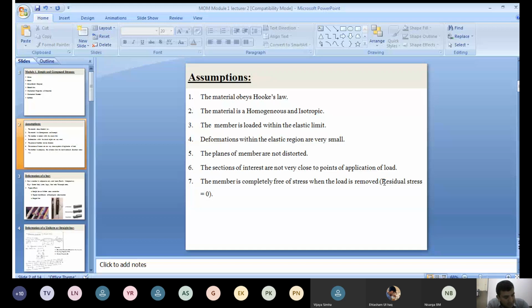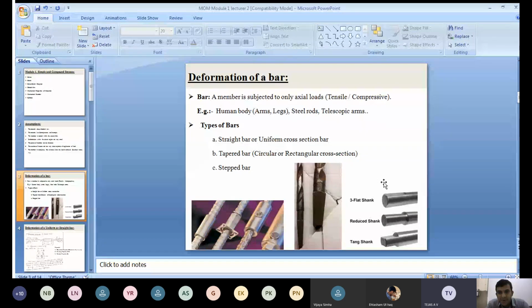Yes, Tejas is there. Tejas AV. Yes, sir. Any doubts regarding these assumptions? No, sir. Okay, thank you. Yeah, now the next slide is visible, Tejas? Yes, sir. Deformation of bar. Yes, sir.